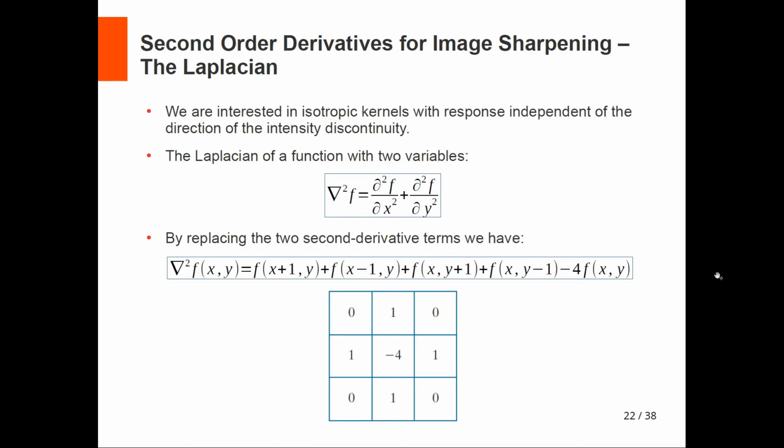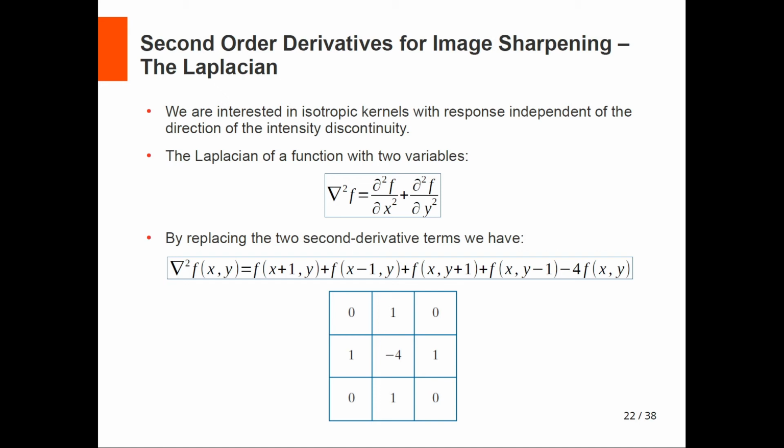So now that we saw how we can define the first and second order derivative, let us see if we can come up with ways to use them for image sharpening. So for image sharpening using Laplacian, we are interested in creating an isotropic kernel or a bunch of isotropic kernels with response independent of the direction of intensity discontinuity.